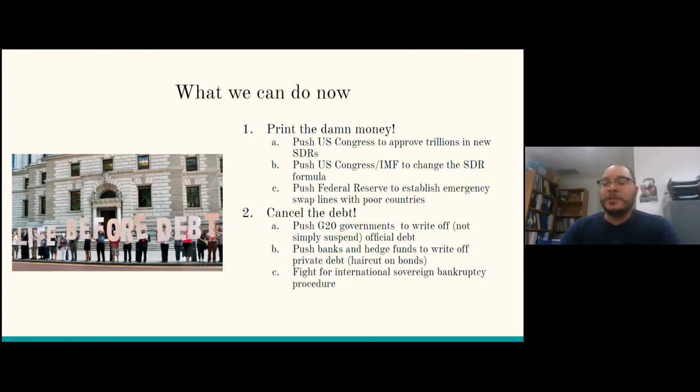And then eventually we need to fight for an international sovereign bankruptcy procedure that allows governments to simply say we cannot pay and deal with all of their creditors at once in a fair and transparent and timely process, and not dealing with vulture funds and other kind of predatory financial institutions.